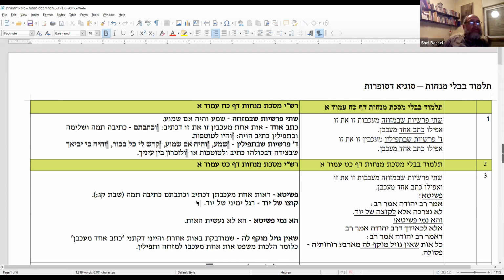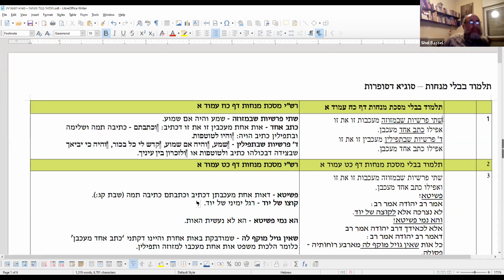So here, I brought Talmud Bavli, Menachot, Daf Kafchet Amud Aleph. So this is a Mishnah. The Mishnah says, Shtei parshiyot shebimezuzah, makvot zu et zu, afilu ktav echad makvad. The two parshiyot that are in the mezuzah hold each other back, and even one writing holds them back.